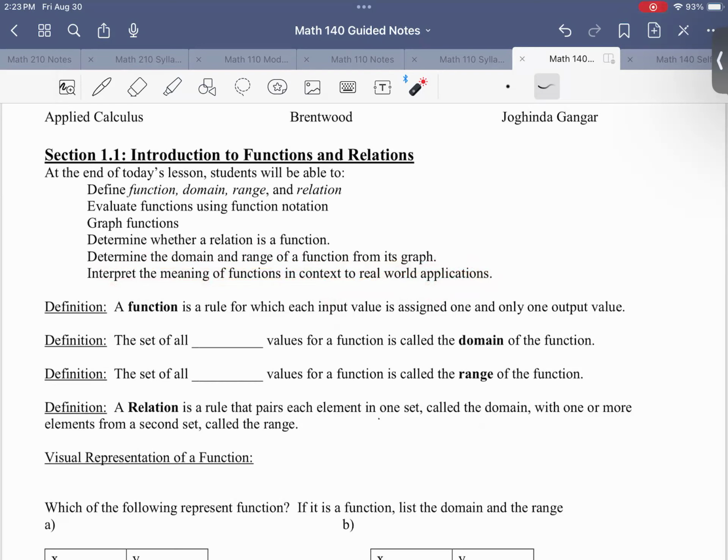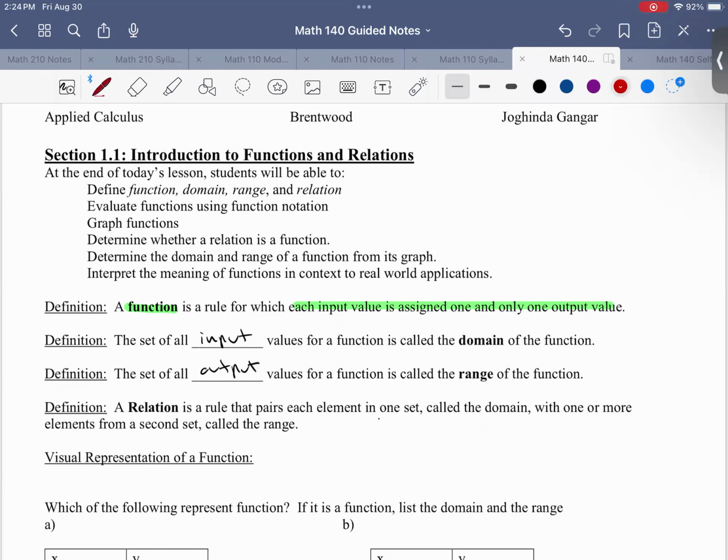Okay, so let's go ahead and get started on some definitions. A function is a rule for which each input value is assigned one and only one output value. Now the set of all input values for a function is called the domain of the function. And the set of all output values for a function is called the range of the function.